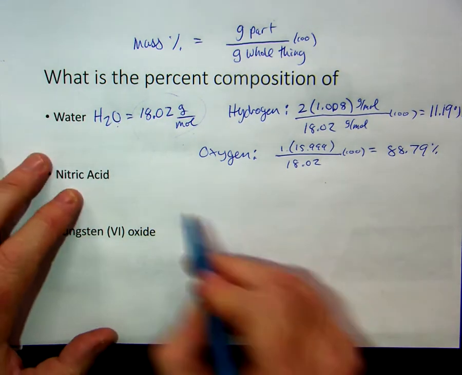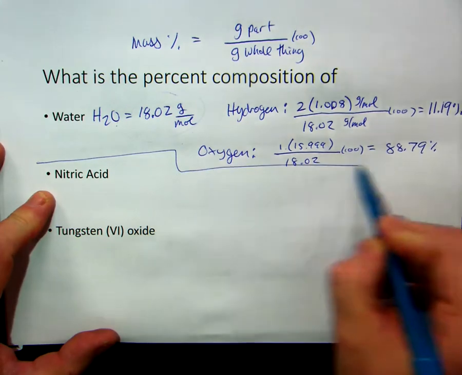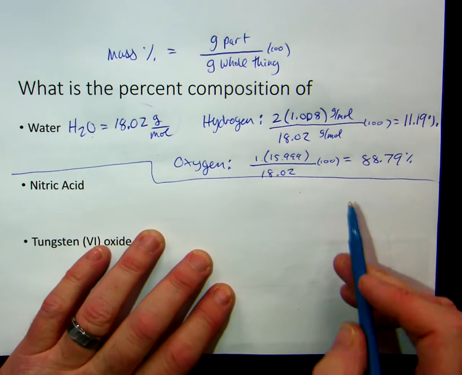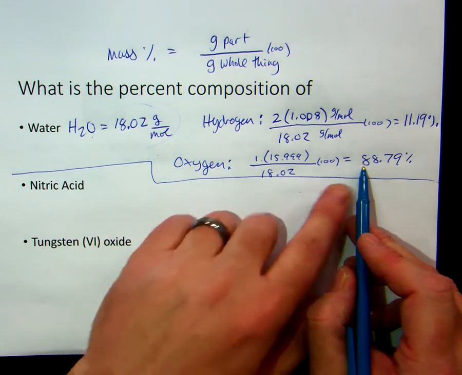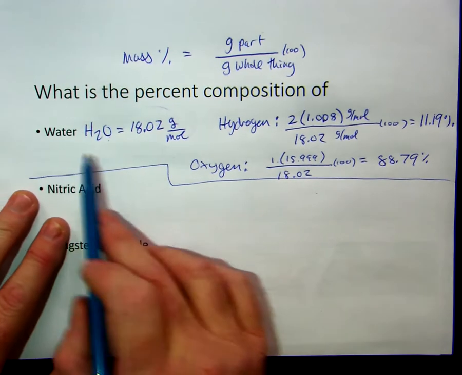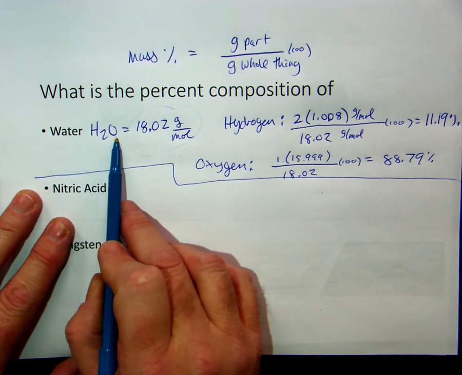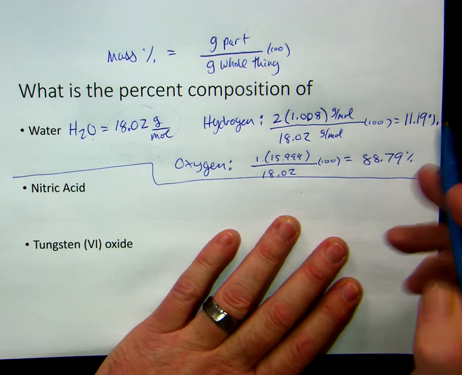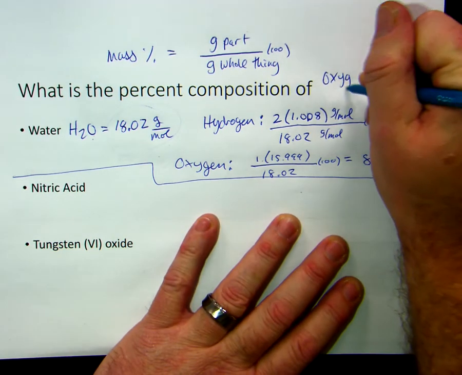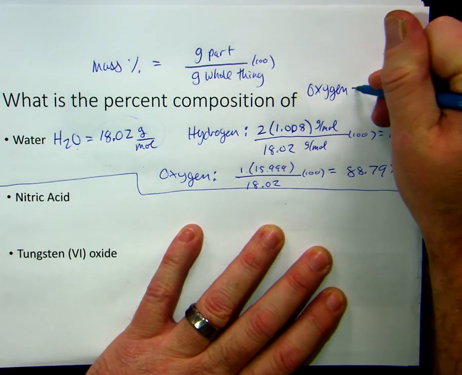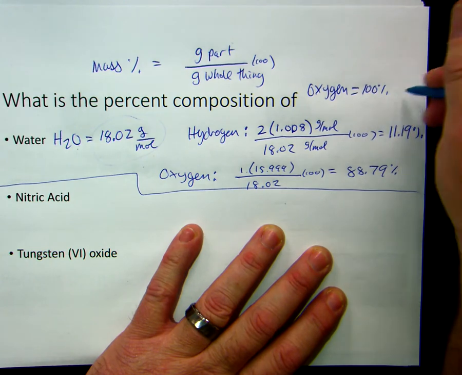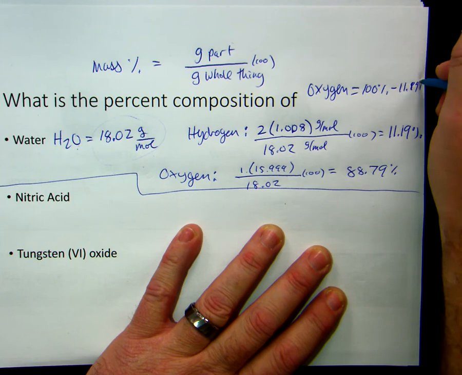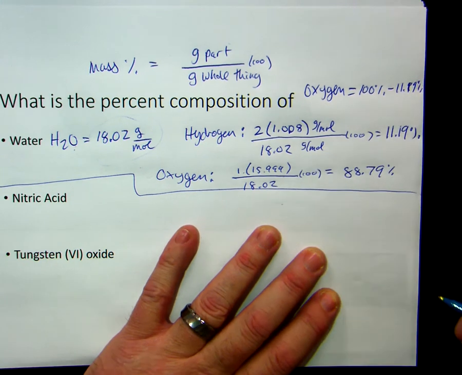Now, I'm sure there's some of you that are looking at this and probably want to point this out, so I'm sorry to take the wind out of your sails. There's another way I could have solved this. I have to realize that 100% of water is 2 hydrogen and 1 oxygen. And if I figure out that the hydrogen is 11.19%, I could have easily said that oxygen equals 100% minus 11.19%. That's another way I could have done it.